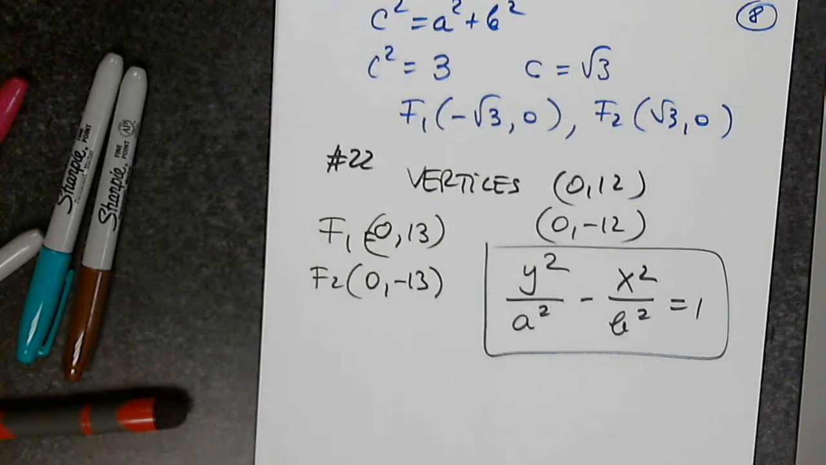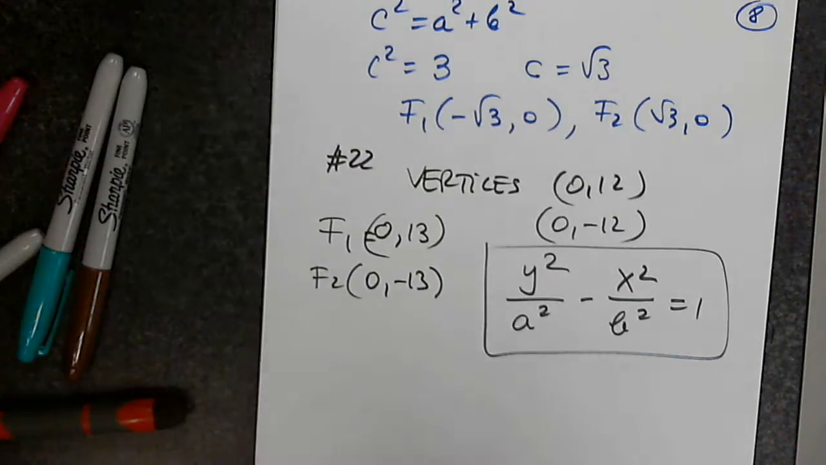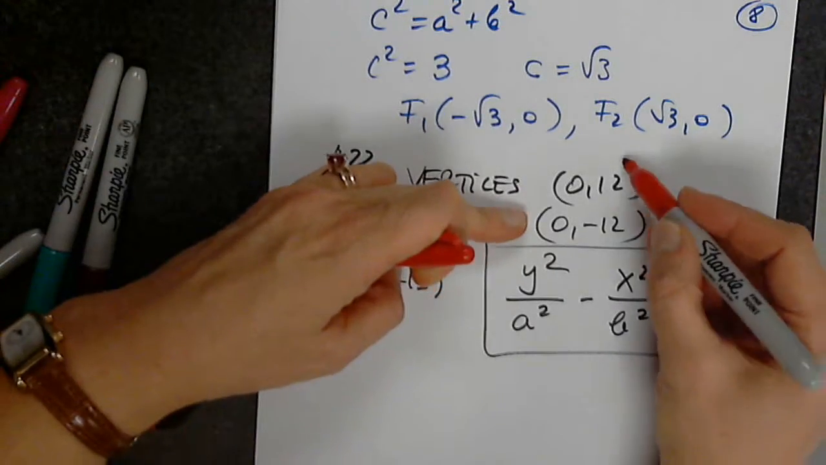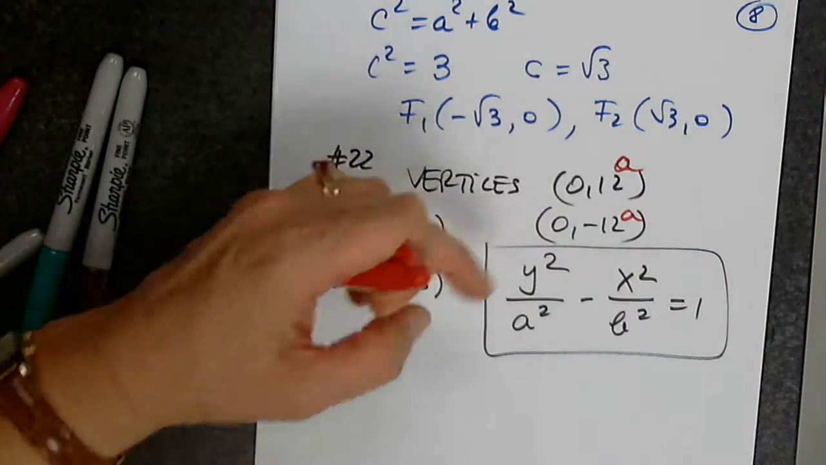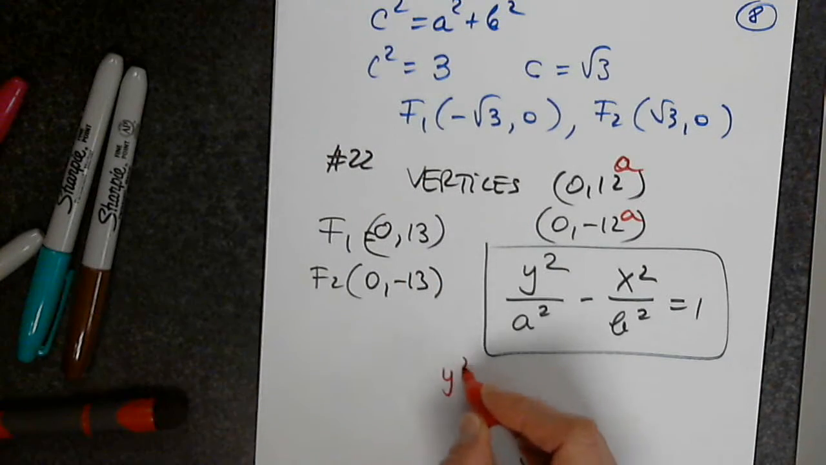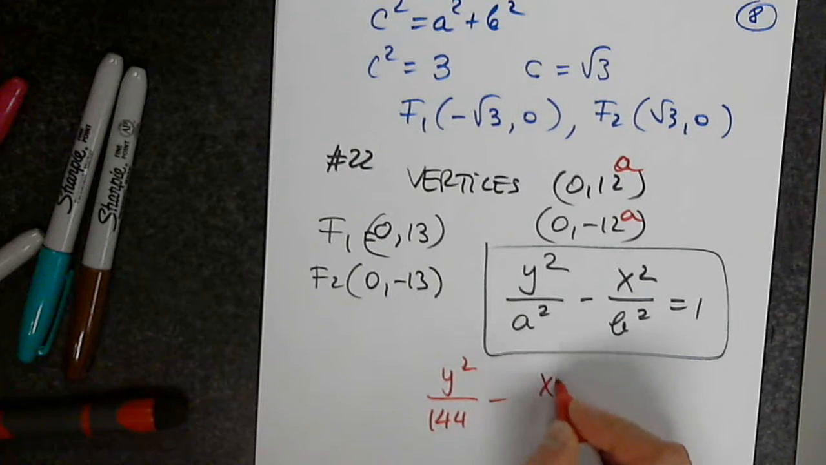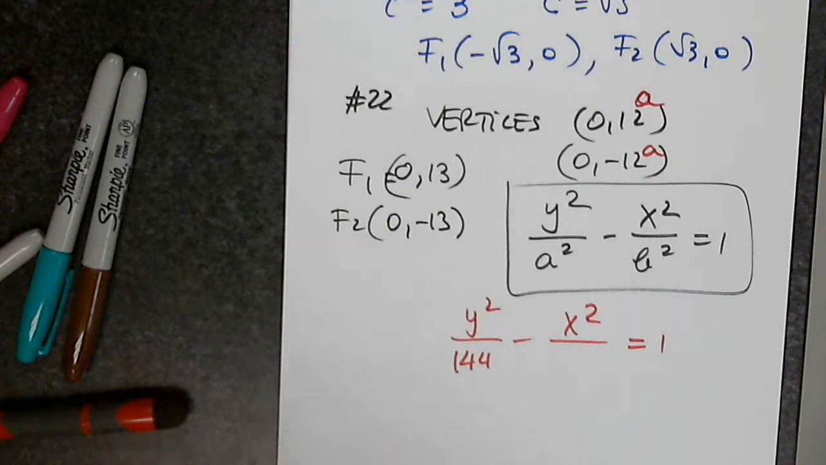Do I have a? Yes, I do have a. How much? Yes, or a squared. Very good. That's exactly a, the vertex. So this is y squared over 144 minus x squared over b squared equals 1. Excellent. How do I determine b squared?